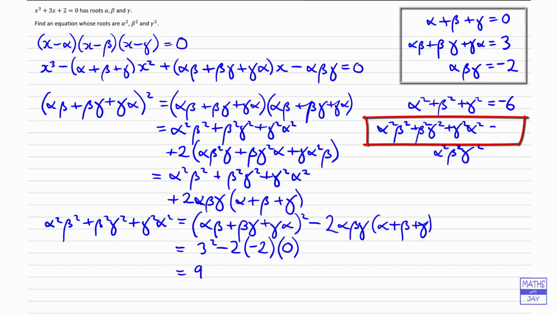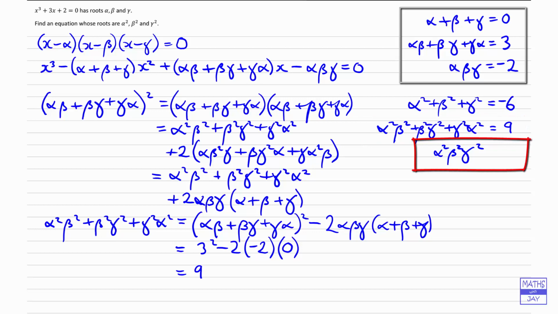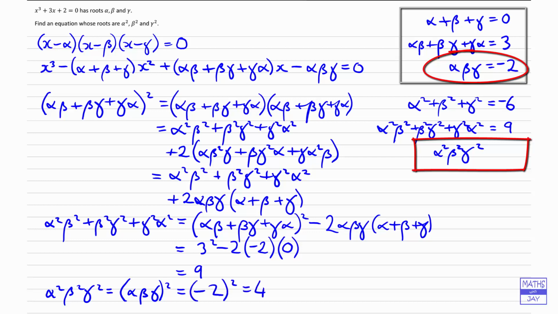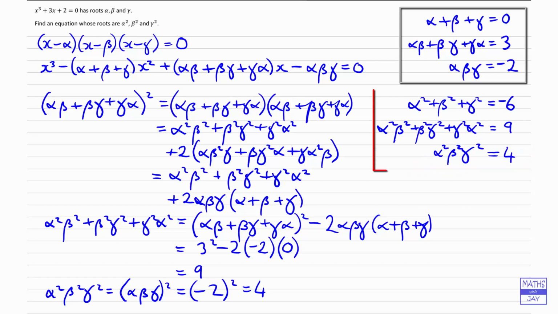So let's add that to our list of things that we know, and then I think we've got space here just to work out alpha squared beta squared gamma squared. That's going to be alpha beta gamma all squared. So that's going to be negative 2 squared, so that's 4. So we now have all the information that we need to write down the required equation.